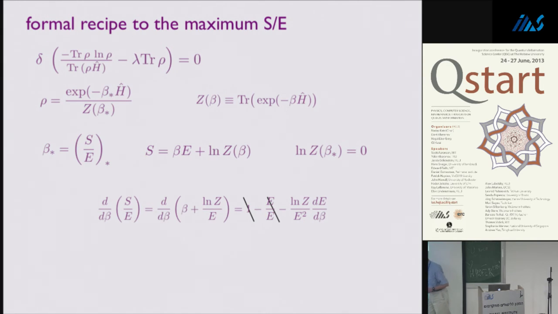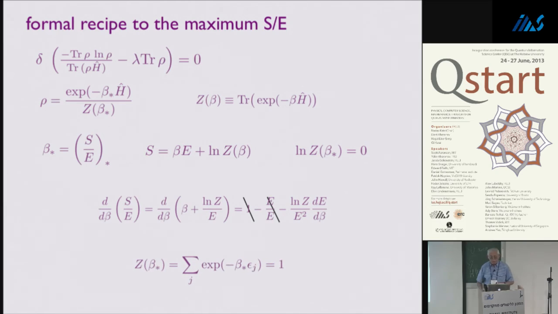Okay, so this shows you that this expression here, the derivative, passes from positive to negative as you go through beta star, which means you have a maximum of S over E. So if there is an extremum, it's a maximum, and the question is whether you have an extremum.